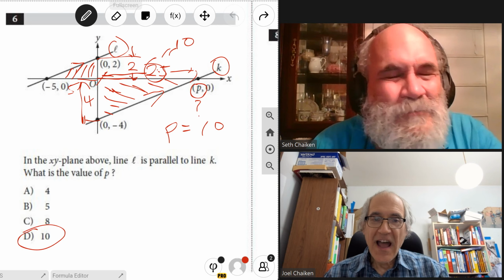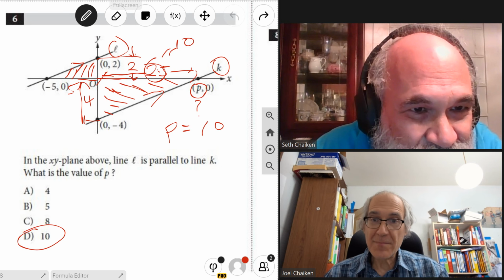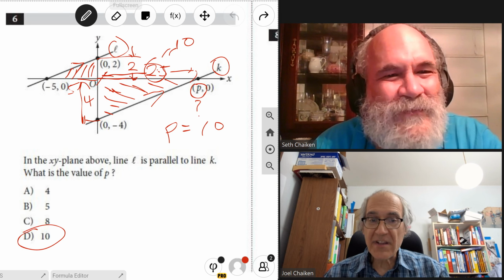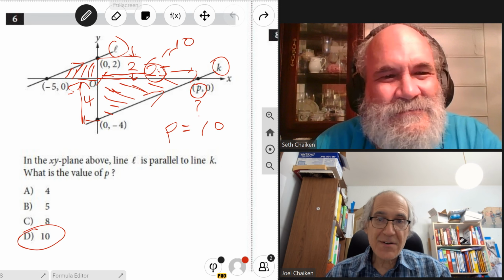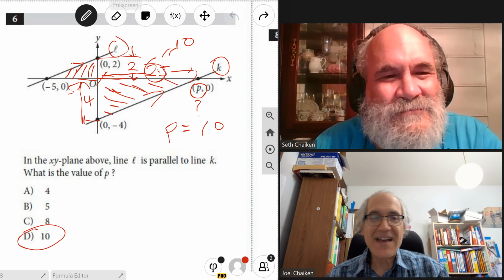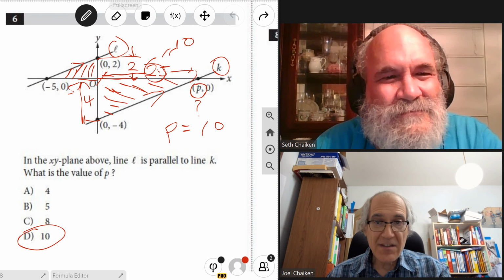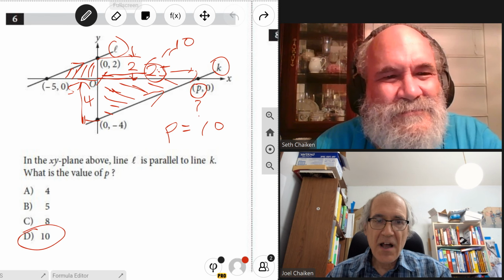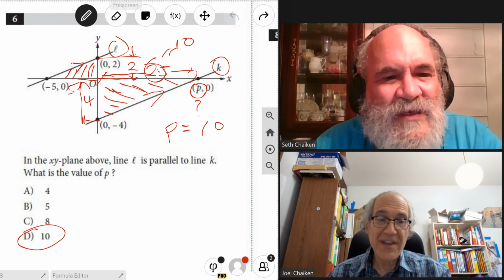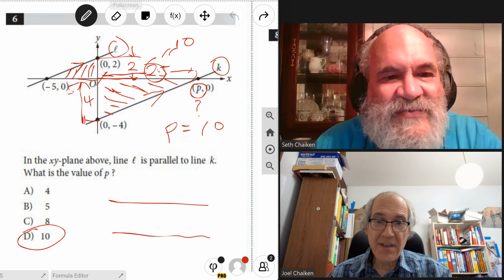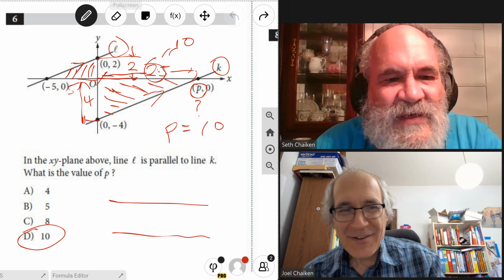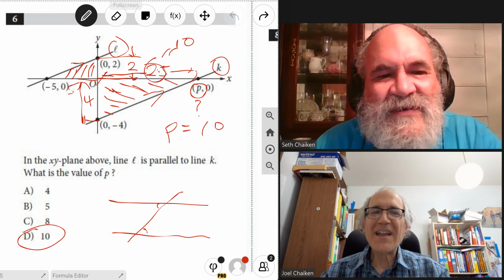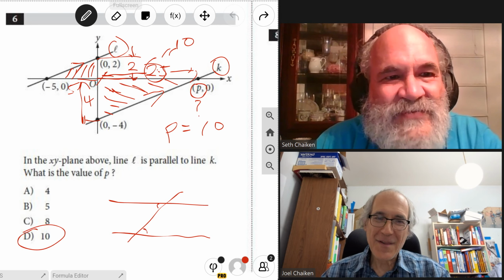I am not sure how many people taking the SAT would have done it your way. Your way is really smart. But you also have to know that for similar triangles, the two angles have to be the same, and you have to realize that they are the same because the lines are parallel. I'm not sure how many kids are going to do it that way. That's a basic property of a transversal of parallel lines, which is exactly what you have here.